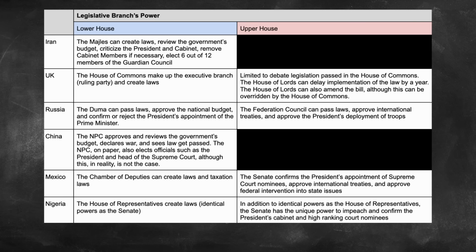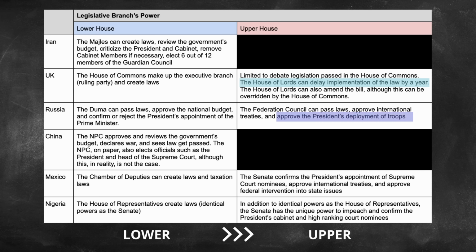Here's another chart that compares and contrasts the responsibilities and powers of the lower and upper house. If you're overwhelmed, let me share you a secret. Lower houses are usually stronger than the upper house. Yes, there are exceptions, but it's a start. For example, the House of Lords can only delay legislation, but cannot create any laws. In Russia, the Federation Council is unique because it has the power to approve troop deployment.